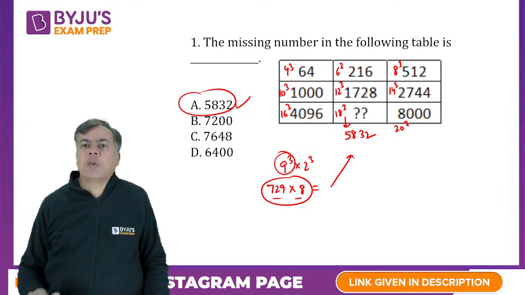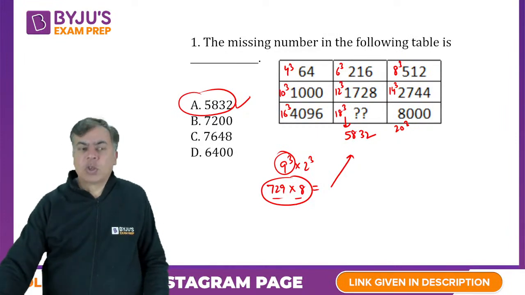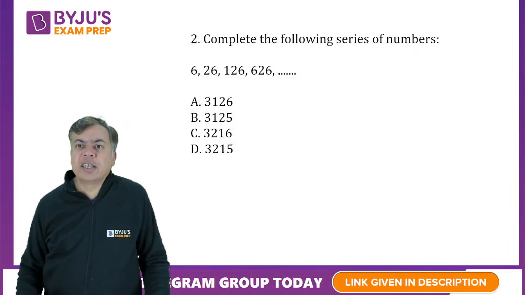So here A option is the correct answer. 5832 is the correct answer. And Kesar and Priyanshi were correct. Let's move to the next one and keep sharing the session.